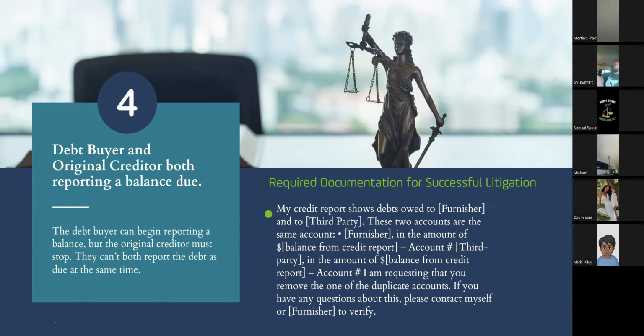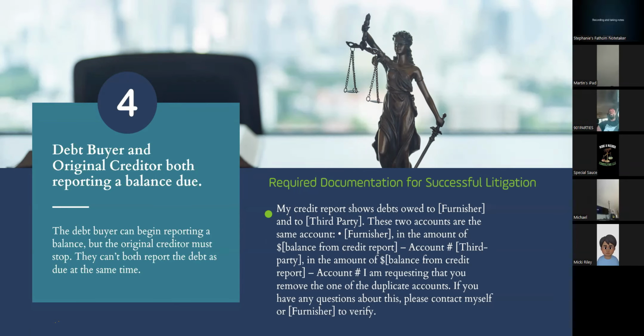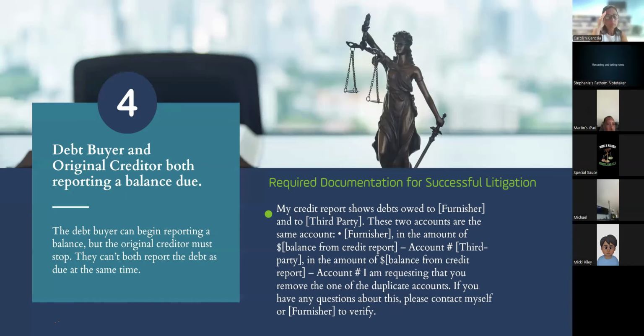Again, a very simple dispute letter. My credit report shows debts owed to whoever it is. These two accounts are the same account. You're going to list the furnisher and the amount of blank with the account number and the amount of blank, and just requesting to remove one of the duplicate accounts. If you have any questions about this, contact myself or the furnisher to verify.